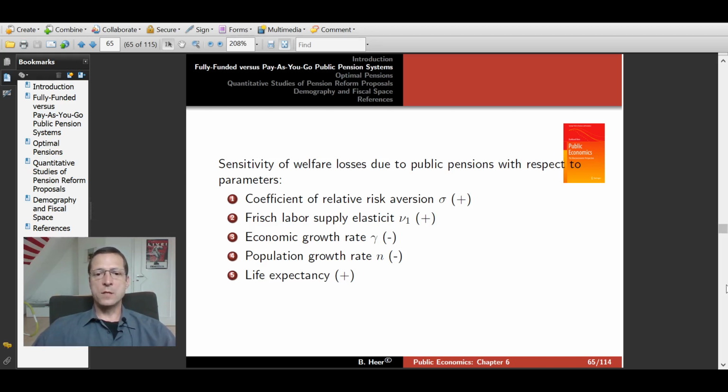We have shown that the economic growth rate gamma, the higher the economic growth rate gamma, the lower is the welfare loss. And we have already argued that the rate of return from the public pension system, from a pay-as-you-go system, of course depends on the population growth rate. If there's high population growth rate, more workers will pay for my pensions in 20 years, and this means a higher pension and therefore a higher rate of return on my contributions to the public pension system today. So as a consequence, with higher population growth rate, the welfare losses will decline.